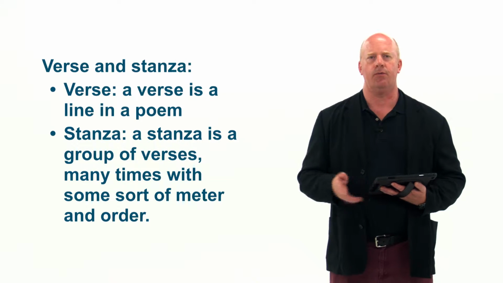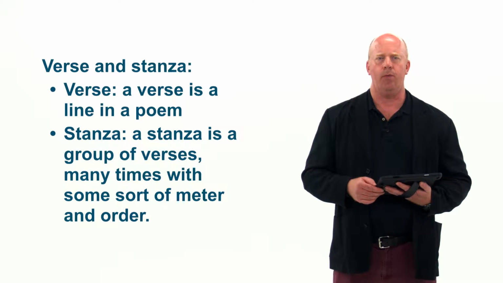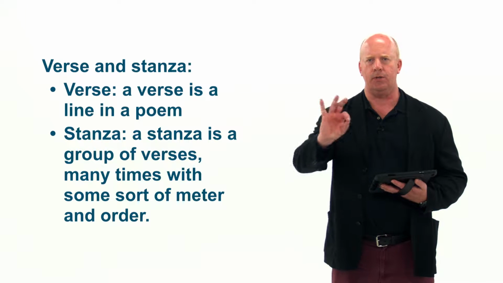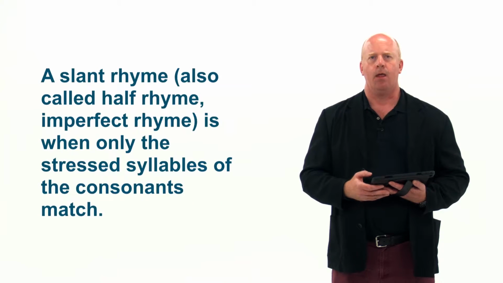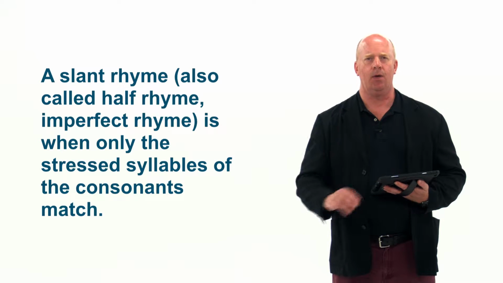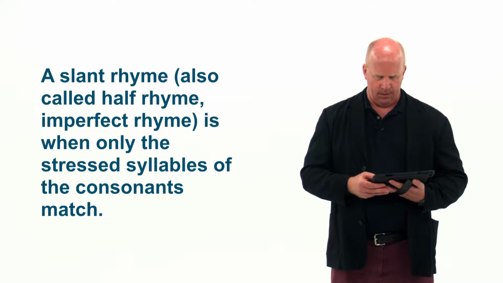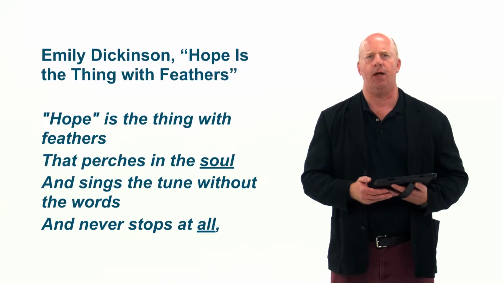So verse and stanza. Verse is like a line in a poem, and a stanza is kind of like the paragraph. Just one line would be the verse, and the stanzas are the group of verses. A slant rhyme is when only the stressed syllables of the consonants match. It's also called a half rhyme or an imperfect rhyme, and you might see some examples of that.